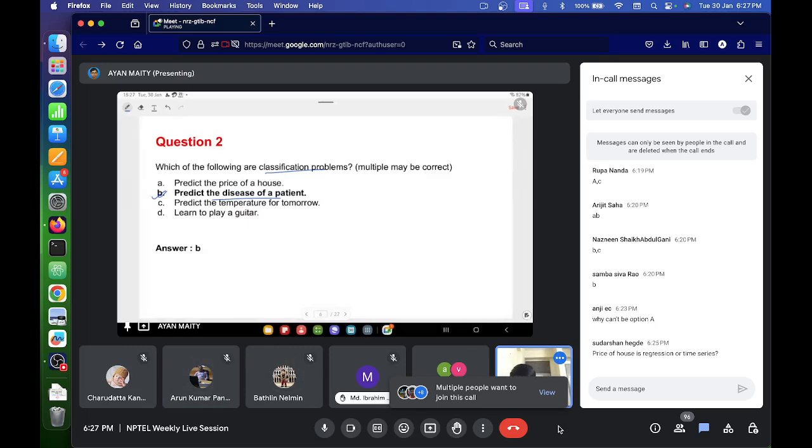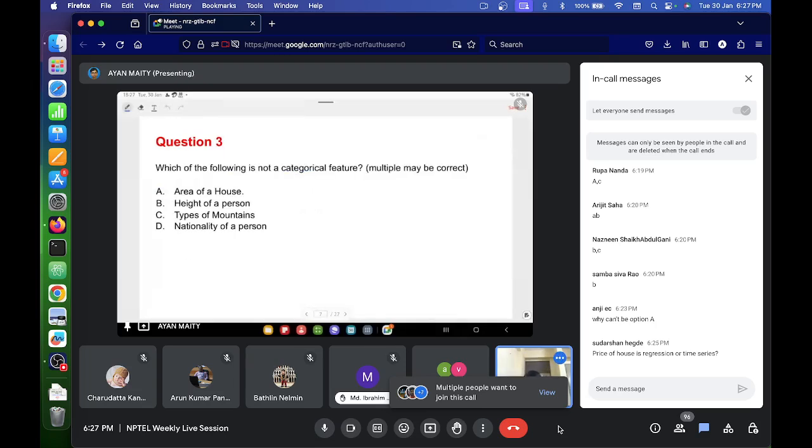So moving on to question 3. Which of the following is not a categorical feature? Again, multiple options may be correct here. Area of a house, height of a person, types of mountains, nationality of a person. You can write your answers in the chat.